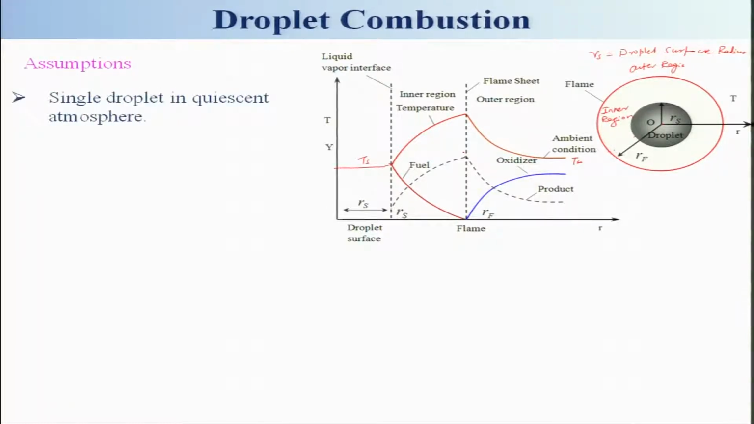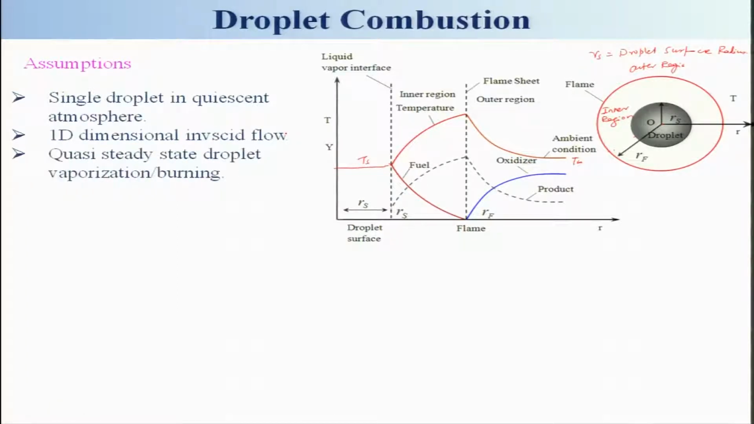So, this is basically a single droplet in a quiescent atmosphere. There are no disturbances and no flow; it is just a quiescent atmosphere, and it is under 0 G condition. As I told earlier, we can consider it as a one-dimensional inviscid flow. There is no viscous effect we are considering. And we can assume that quasi-steady-state droplet vaporization or burning is taking place.